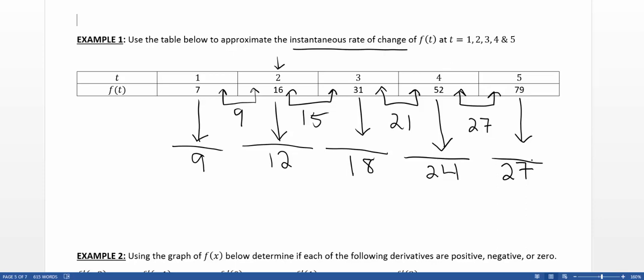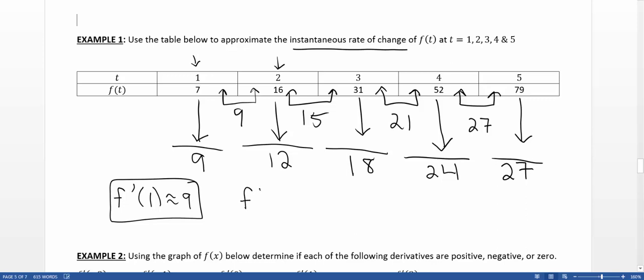But I want to say a little bit about some notation here. So we talked about how the instantaneous rate of change is the same as the derivative at a point. So that means that I could also write some of my information like this. F prime of 1 is approximately 9. So that says the instantaneous rate of change at 1 is approximately 9. I could write F prime of 2 is approximately 12. So that's the notation I would use to talk about the derivative at 2.